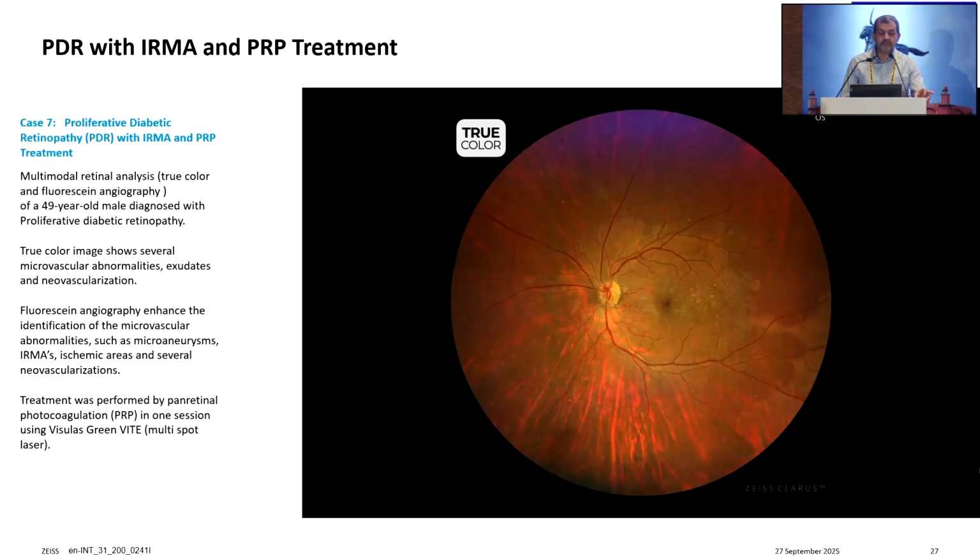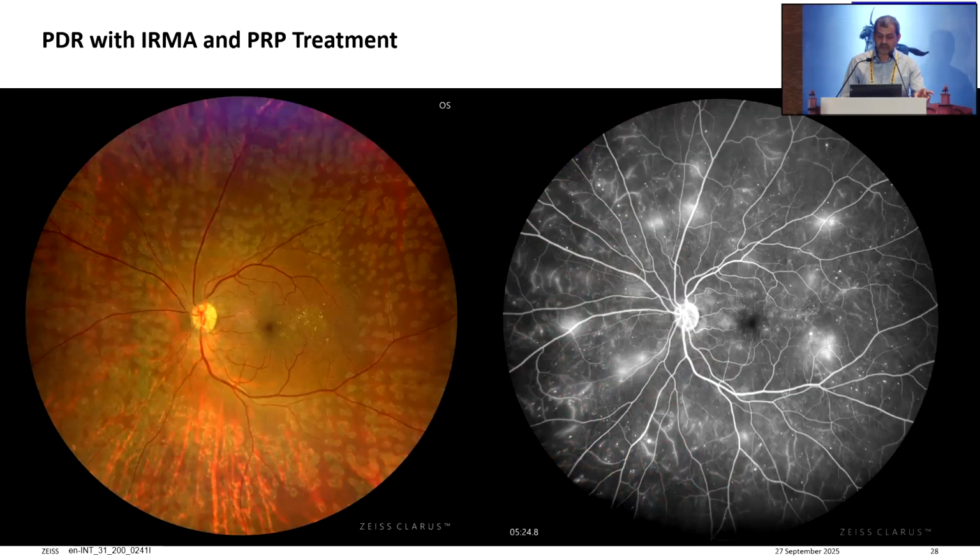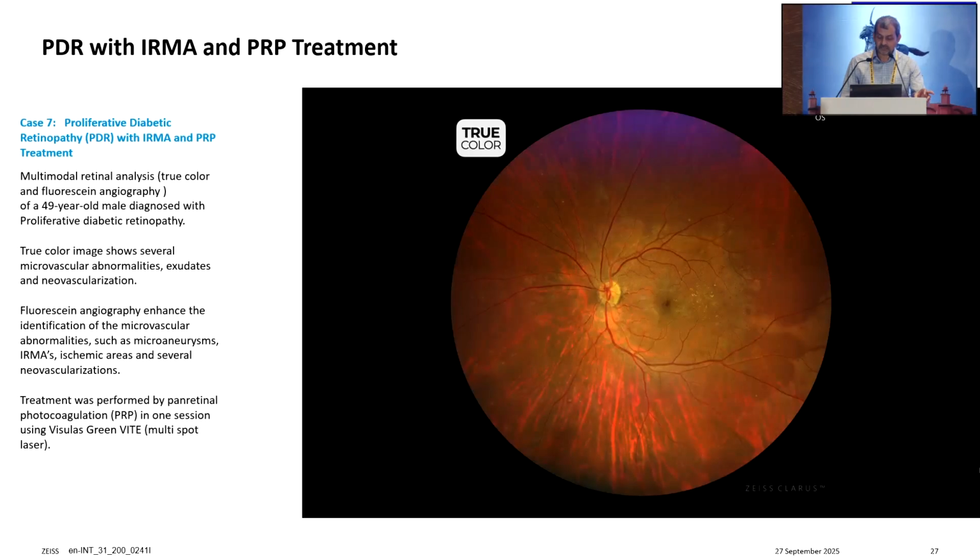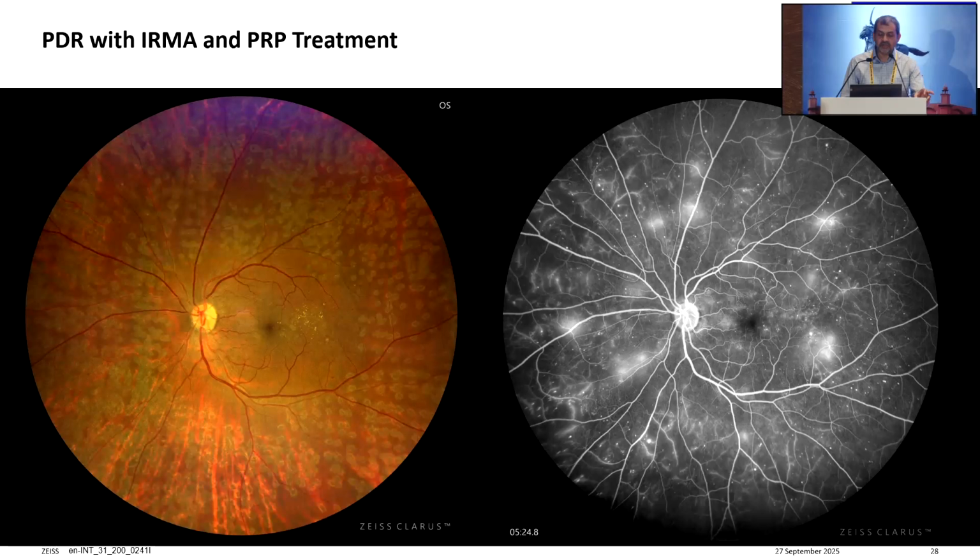So here you have a PDR case with IRMAs. I would have liked to see an image with magnified IRMAs, but that's not available. But with this widefield FFA image, you can see small early neovascularizations, and the patient needs PRP.